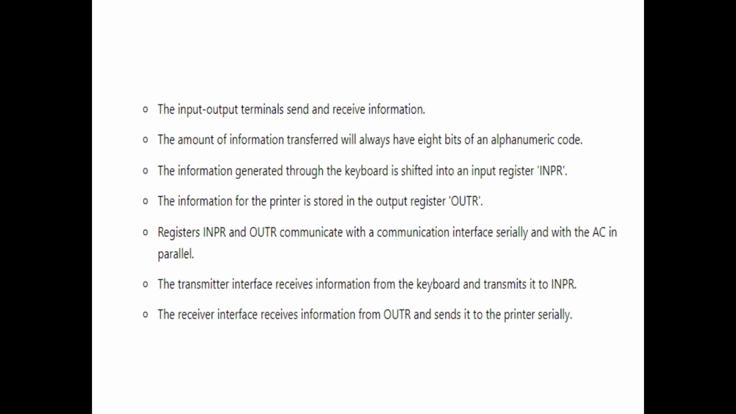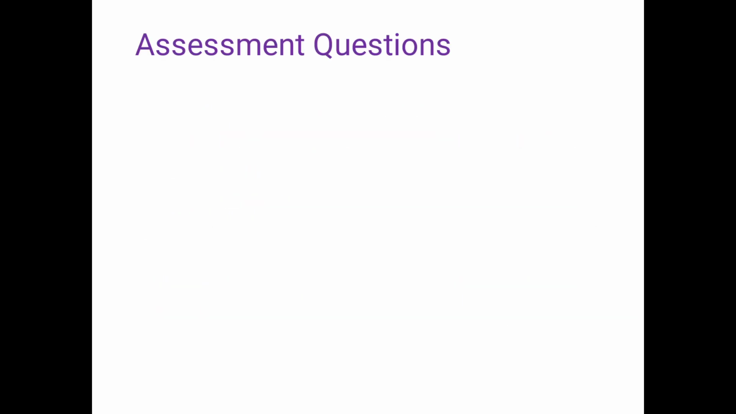The information generated through the keyboard is shifted into the input register INPR. The information for the printer is stored in the output register OUTR. The registers INPR and OUTR communicate with the communication interfaces serially and with the AC in parallel. The transmitter interface receives information from the keyboard and transmits it to INPR. The receiver interface receives information from OUTR and sends it to the printer serially.